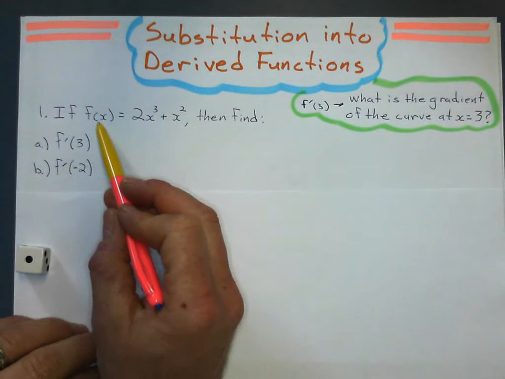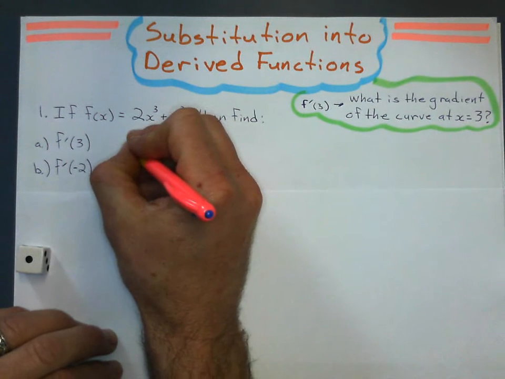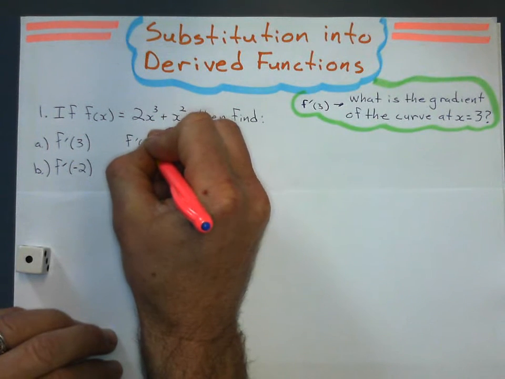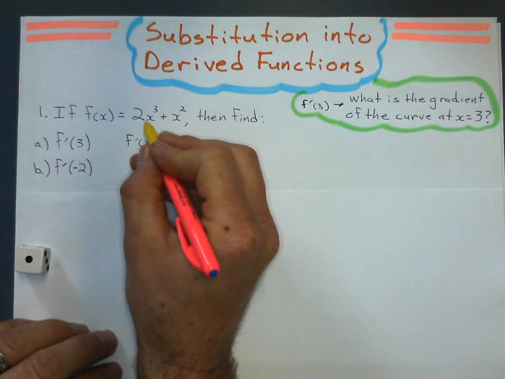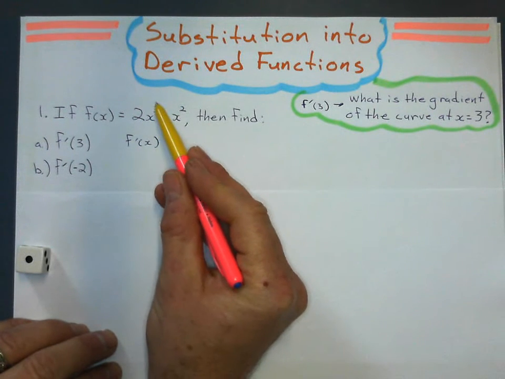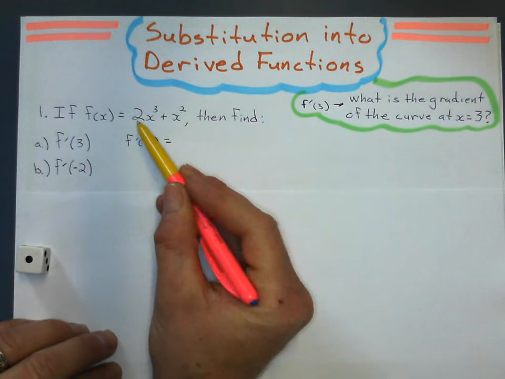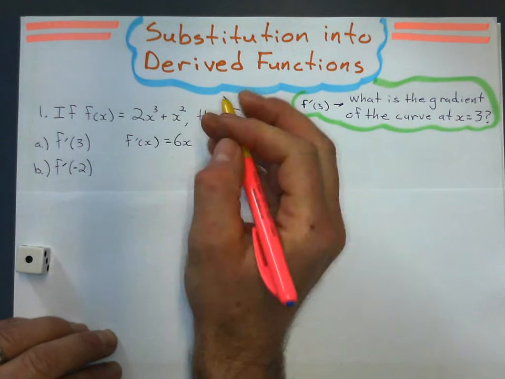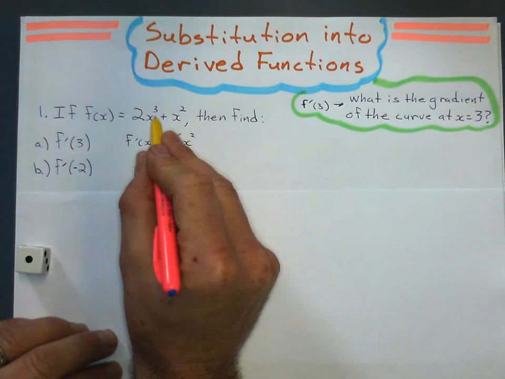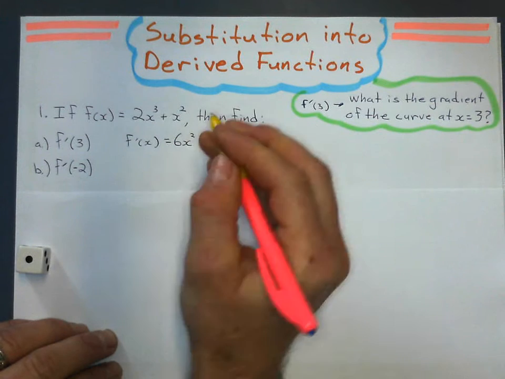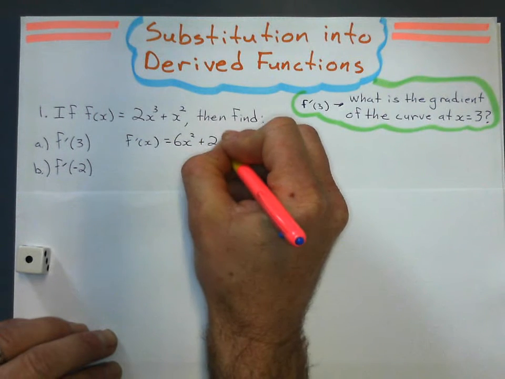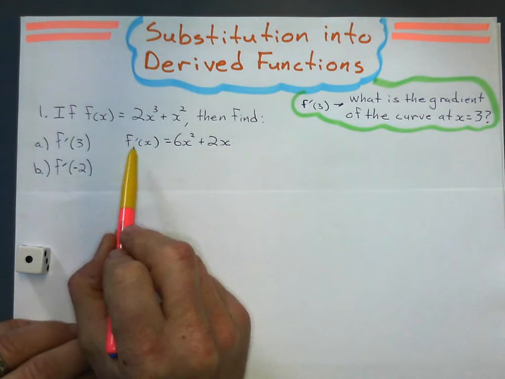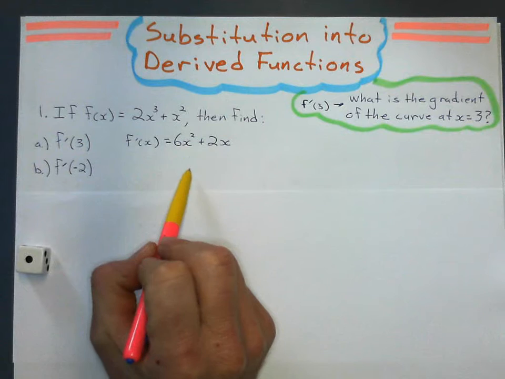So the first thing we do is some calculus. And we say, okay, well, f dash x equals, and I differentiate this, just like from the last lesson. Exponent multiplies to the coefficient. 3 times 2 is 6, and I take 1 off the exponent. And I do the same for the next term. Okay, so what that is, that's the gradient function.